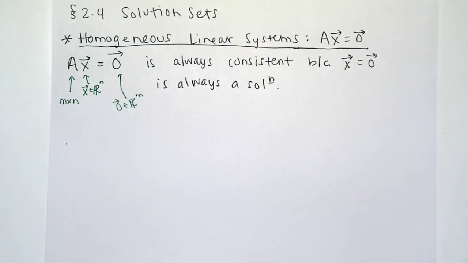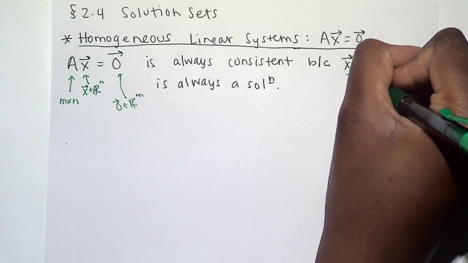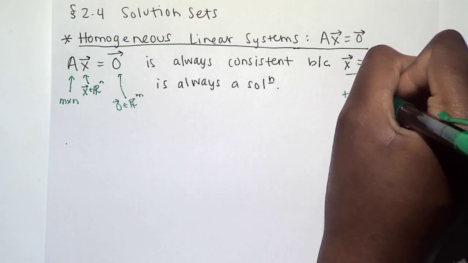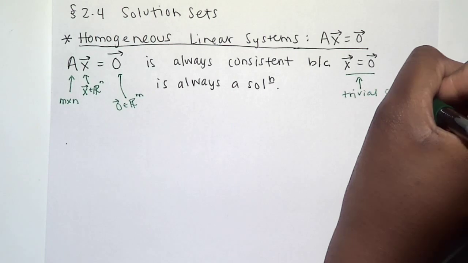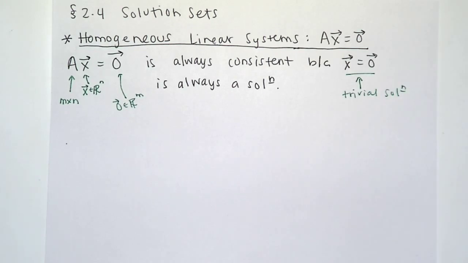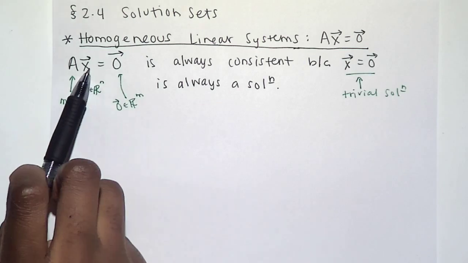And so actually we call x equals 0 the trivial solution. So keep that in mind. We're going to use that a lot in the future when we start talking about linear independence. So the trivial solution is just x equals 0, something that's always going to work here.